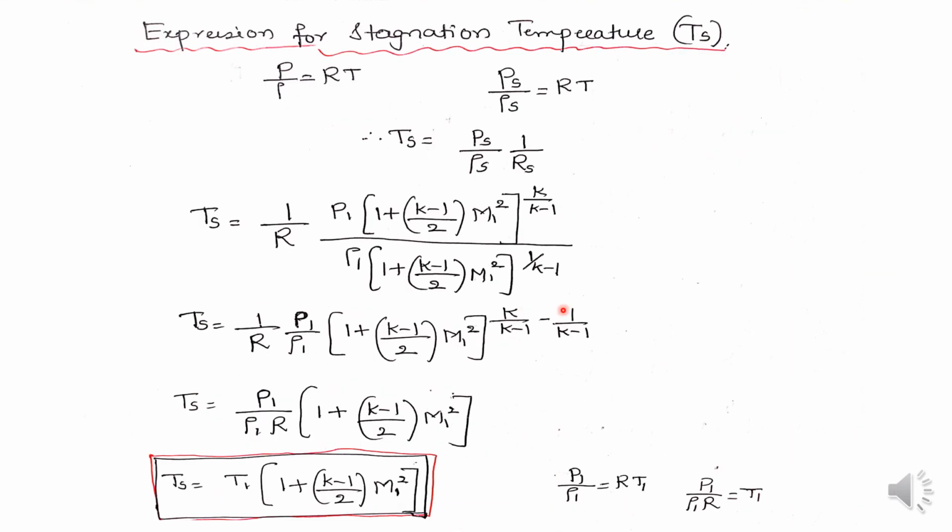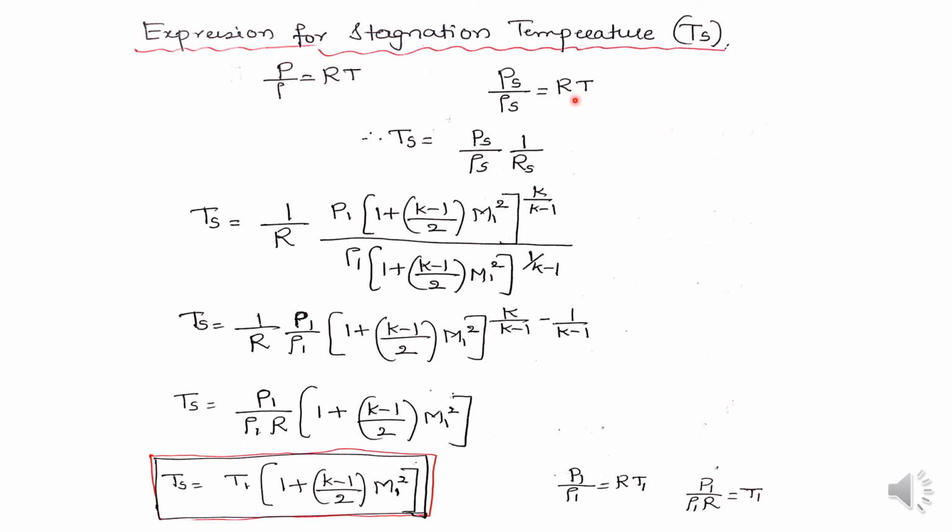The last one, we will derive the expression for stagnation temperature, that is Ts. We know pressure divided by density is equal to R into T, where Ps divided by rho s is equal to R into Ts here. Therefore Ts is equal to Ps divided by rho s into 1 divided by R. Same equation as this equation only.